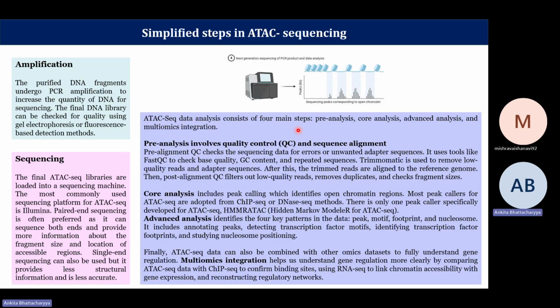Then comes advanced analysis, which identifies the four key patterns in the data. What are the patterns that we're talking about? There has to be peak, there has to be motif, footprint, and the nucleosome. So you can annotate exactly which peak, you can detect for any expected motifs of transcription, whether there are any transcription factor footprints, or to study the positioning of nucleosomes.